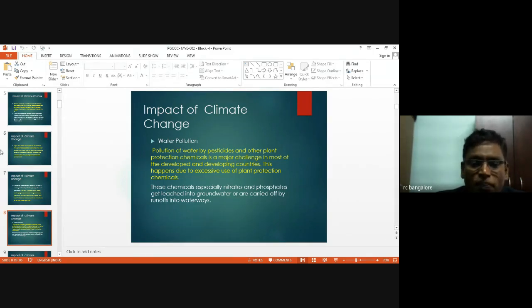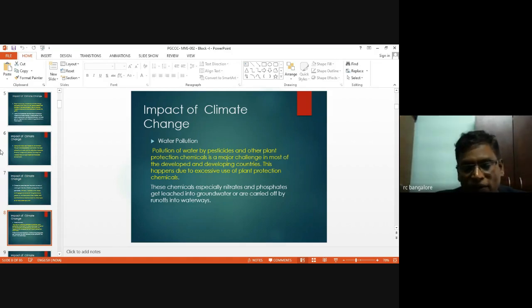The pollution of water by pesticides and other plant protection chemicals is a major challenge in most of the developed and developing countries. A vast quantity of these chemicals is being used to protect the crop as well as increase the production of the crop. So this causes another environmental effect on the climate or the environment. So environmental degradation will take place. This happens due to the excessive use of plant protection chemicals.